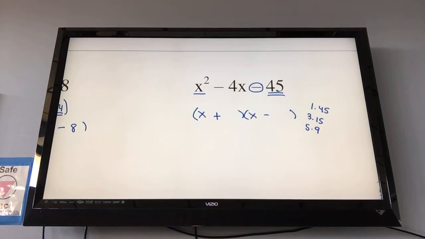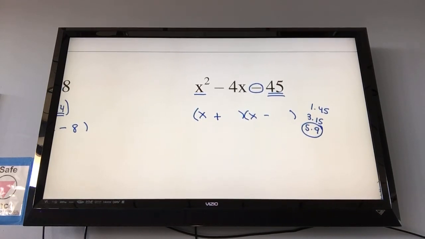I'm looking for the ones that are going to give me negative 4 in the middle, which is going to be my 5 and 9. Since I want negative 4, I'm going to go negative 9, positive 4. Oh, I don't know why I said 4. 5. So negative 9, positive 5, give me my negative 4. So where you place the number matters.